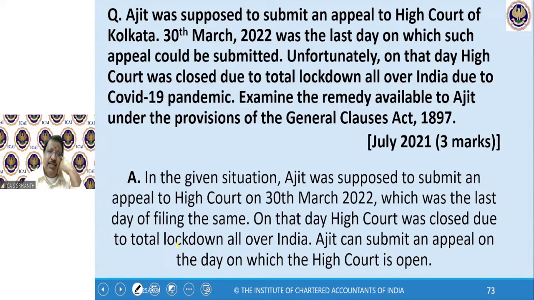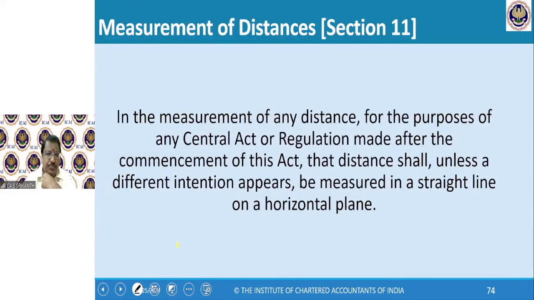Right? Distances are measured in a straight line on a horizontal plane. Okay? Not by the road. See, by road, it may be 60 kilometers. But what you should do, you should step on the map, horizontal plane. On the map, you put a pin. Then take a scale and draw a straight line to the other place. And then you have to measure. If you have studied map reading in your 10th standard, you will understand.